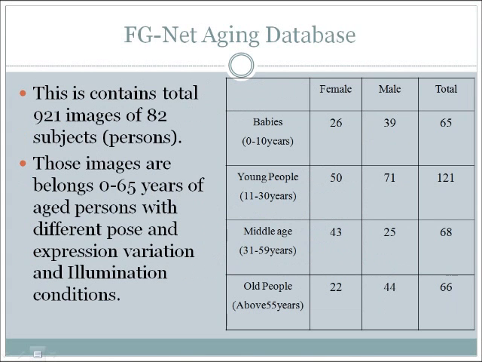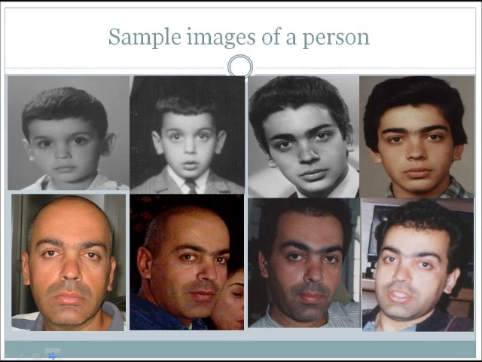FGNet aging database. This is used in our experimentation. This contains a total of 921 images of 82 subjects. This contains different age group persons' images. Sample images of a person with different ages is shown here. It shows the complexity of the database.